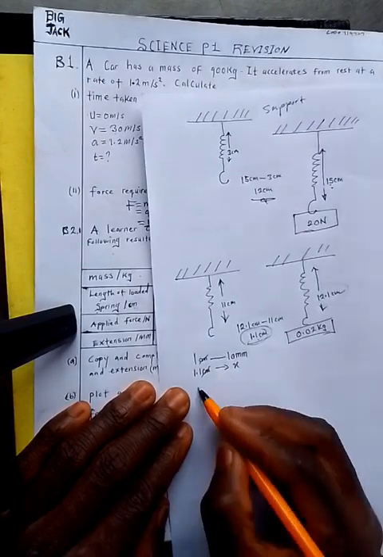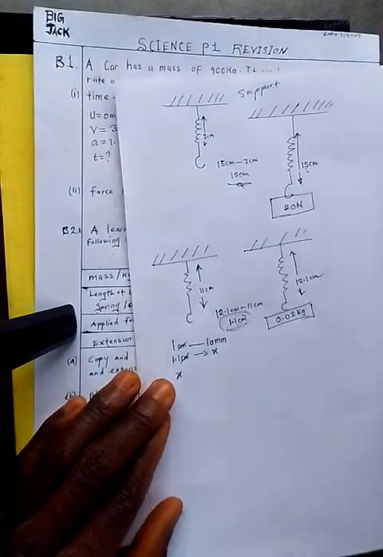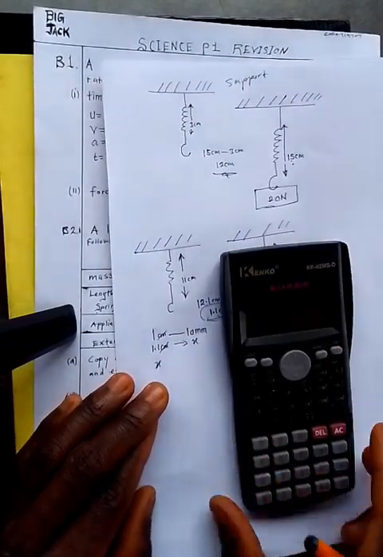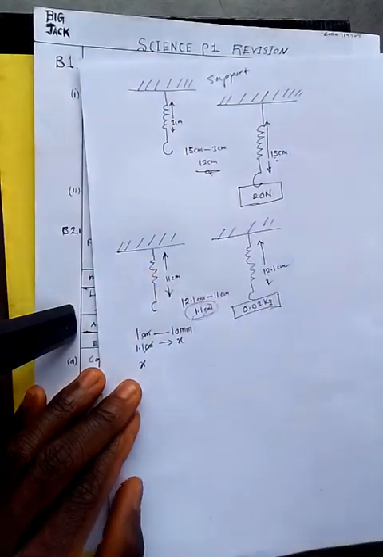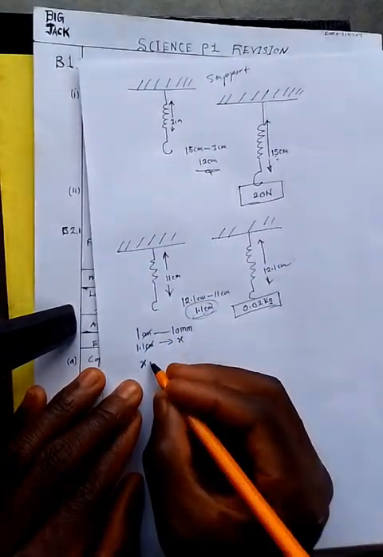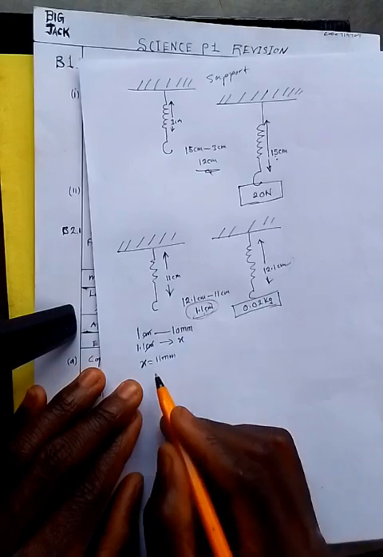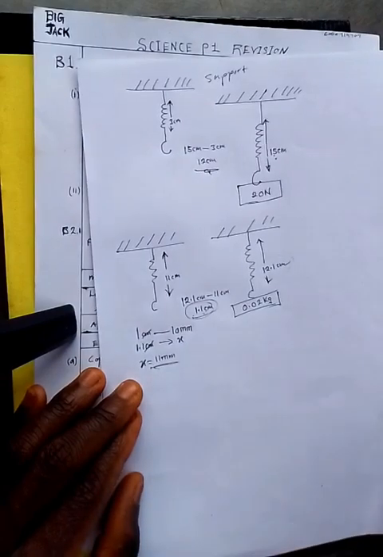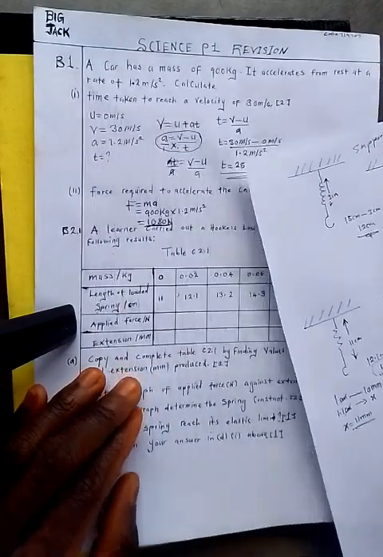Then x multiplied by 1, we are going to get x. Then, let's do this. We are multiplying 1.1 multiplied by 10. Then the answer is going to be what? 11. Now that one is going to be 11 millimeters. So meaning 11 millimeters is going to be our answer instead of 1.1, because 1.1 is in centimeters.